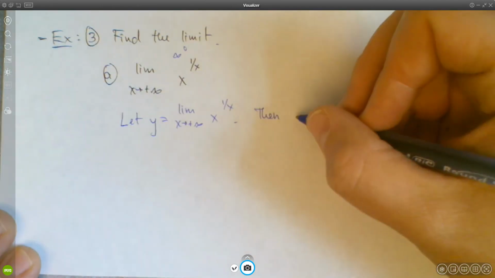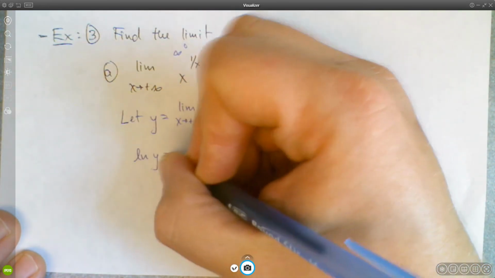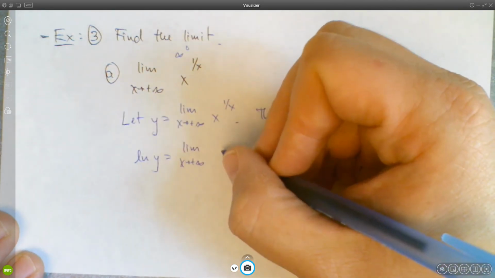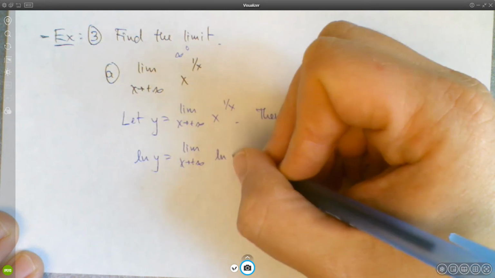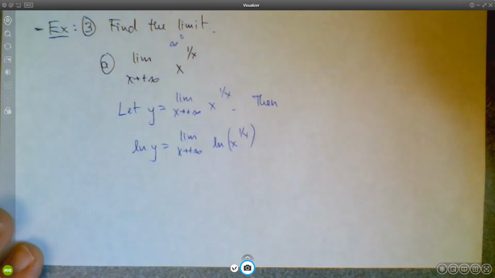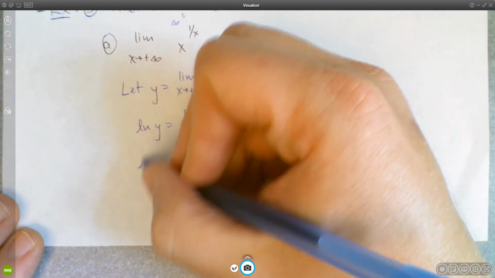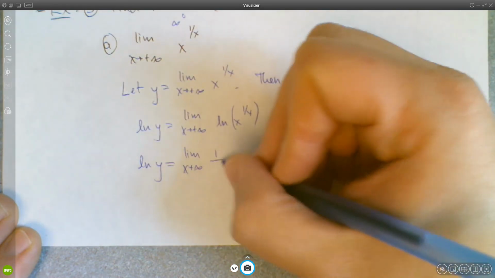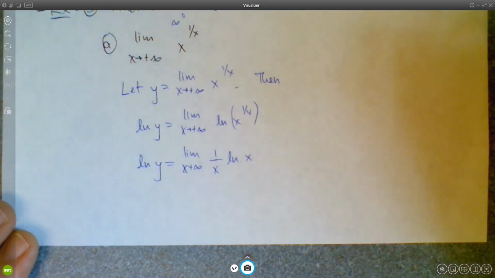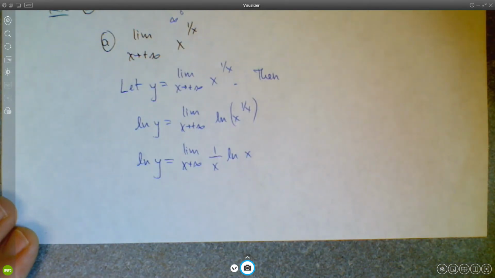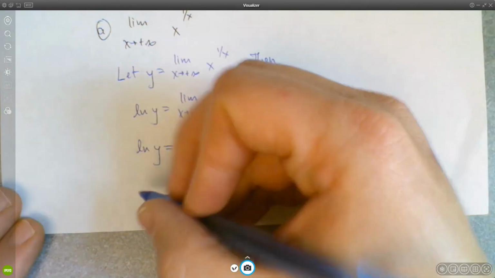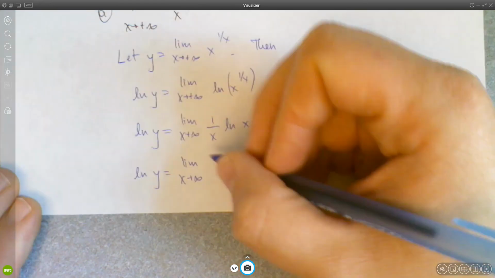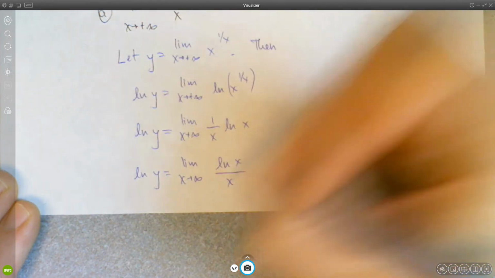Then ln of y is going to be the limit as x approaches positive infinity of ln of x to the 1 over x. And why is that useful? Well, that's useful because we can bring down the 1 over x because of properties of logarithms. And then we can rewrite this as ln of x over x.